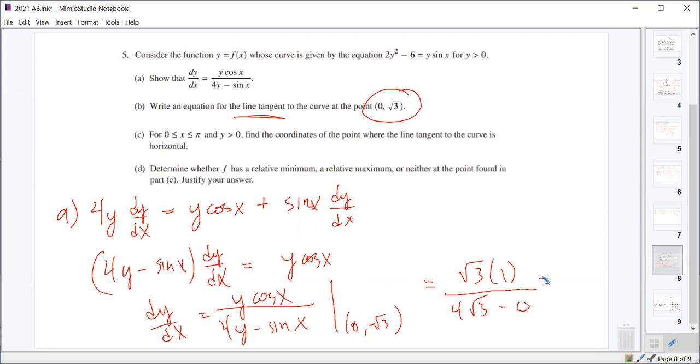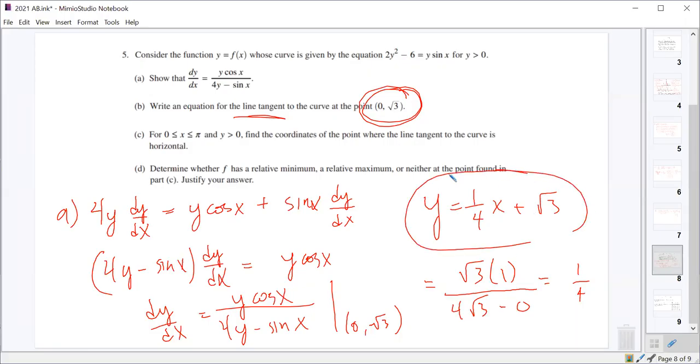So what does that come out to be? The √3's cancel out. It should just become 1/4. Everybody good there? This is a y-intercept, right? (0, √3). So you can just write y equals 1/4 x plus √3, or if you want to write y minus √3 equals 1/4 of x minus 0, that's fine too. Point-slope or slope-intercept, either one is good. Everyone good?